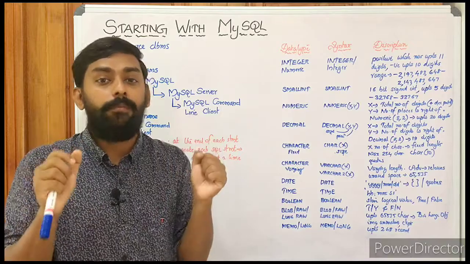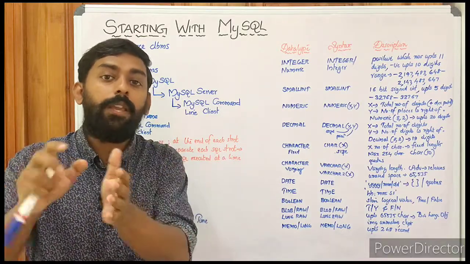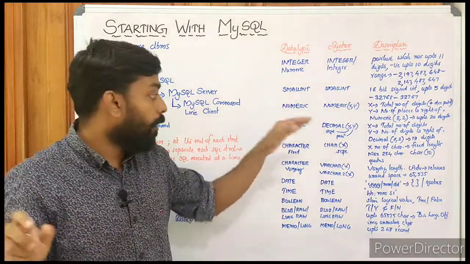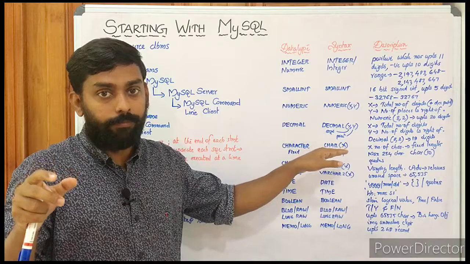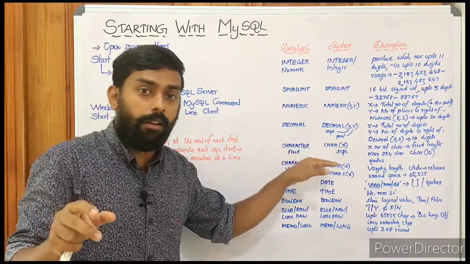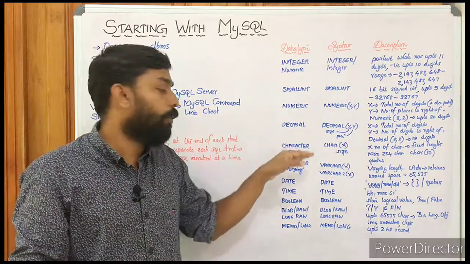So a total of 5 bytes will be taken. The remaining 5 spaces or bytes will be released. Unused space will be released. Unlike char, varchar or varchar2 releases the unused space. That is the difference between char and varchar.